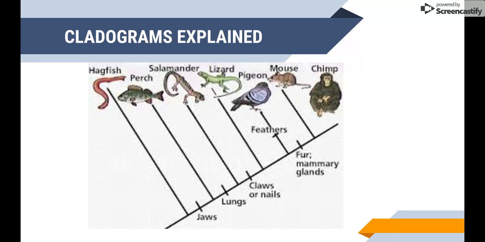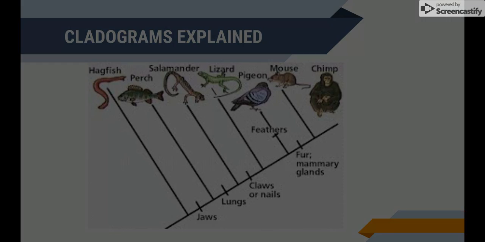In this cladogram, every animal after the hagfish has jaws, every animal after the perch has lungs, every animal after the salamander has claws or nails like the lizard. At the pigeon, since it is the only being on the cladogram that has feathers, yet still has a jaw, lungs, and claws or nails, it is given a subgroup of feathers. Then after that, the animals that follow, the mouse and the chimp, have fur and mammary glands, and everything else is the same as before, except for the feathers, because it is not included in the subgroup.